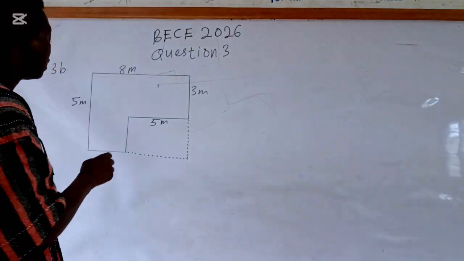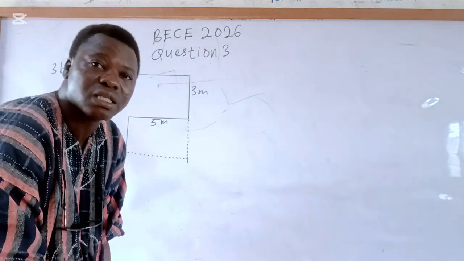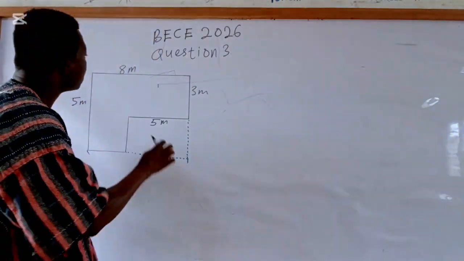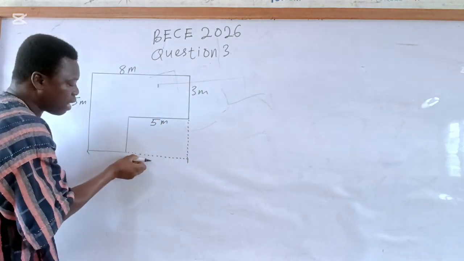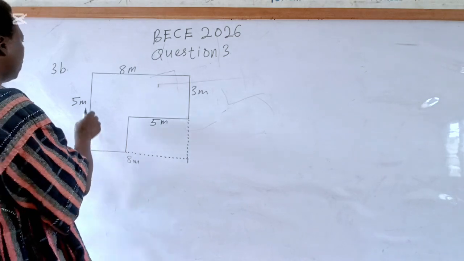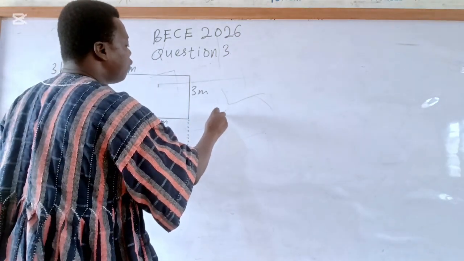In that case, that means that from here to here, and in rectangles, opposite sides are equal. That means that this 8 meters is the same as this one. So I'll write 8 meters here too. This 5 meters is the same as this one. So I'll write 5 meters here too.